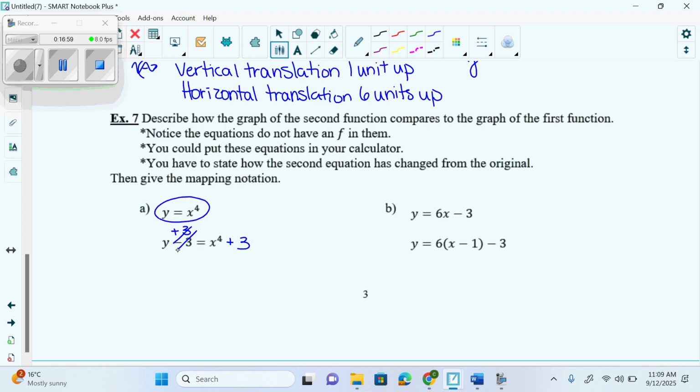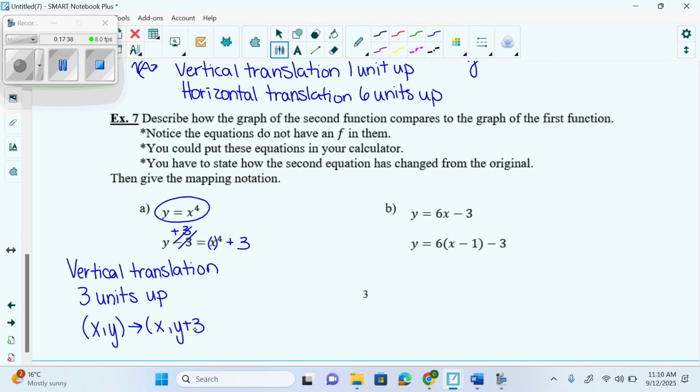All right. Notice the equations don't have an f in them. You put these into your calculator. You have to state how the second equation has changed from the original. So we're going to do descriptions and mapping. So the only thing that changed is I have a plus 3 at the back. Is it with the x? No. If it was with the x, it would be in here. Is it with the x? No. So it's a vertical translation. Three units up. And my mapping would be x, y becomes x comma y plus 3.